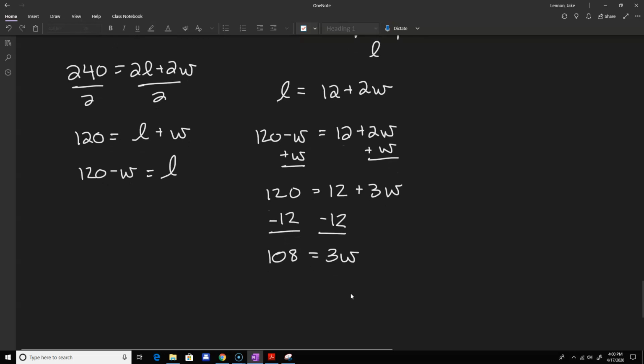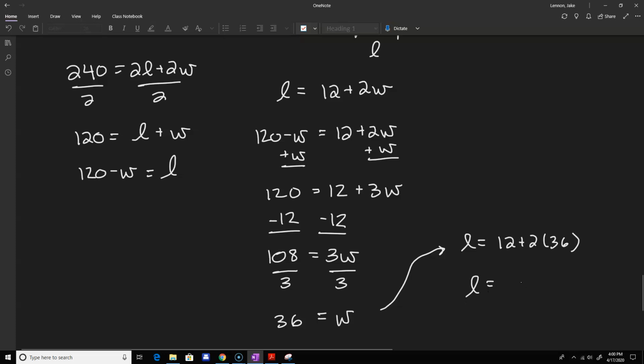And then to solve, we just divide on both sides by 3. So we end up with W is equal to 36. So that's the width. Don't forget to solve for the length as well. So you can use either of the two equations to do it. We could use the one at the very top here. Length is equal to 12 plus 2 times 36. So our length would be 84.